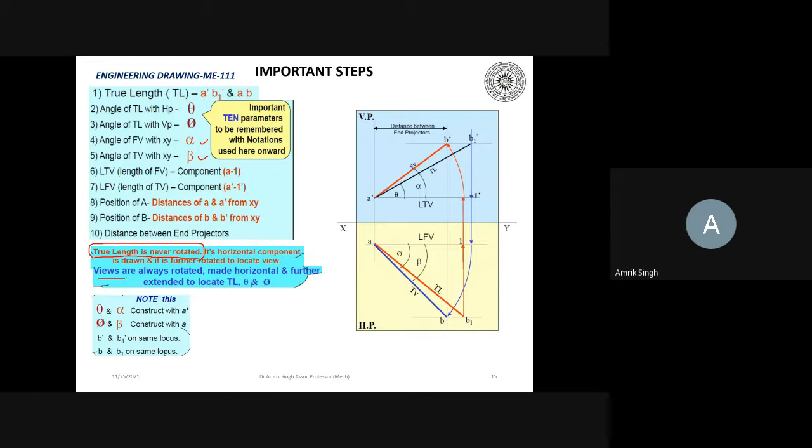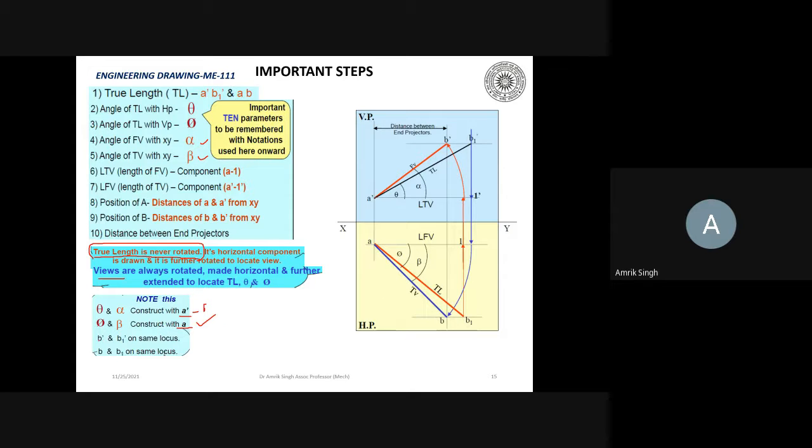Theta and alpha, they are constructed with A dash, that is the top view. Phi and beta, they are constructed with A, that is the top view. This is the front view. Where does this A dash come? It comes in the front view, right? See, this A dash came in the front view. And theta and beta, phi and beta, they are with the top view.